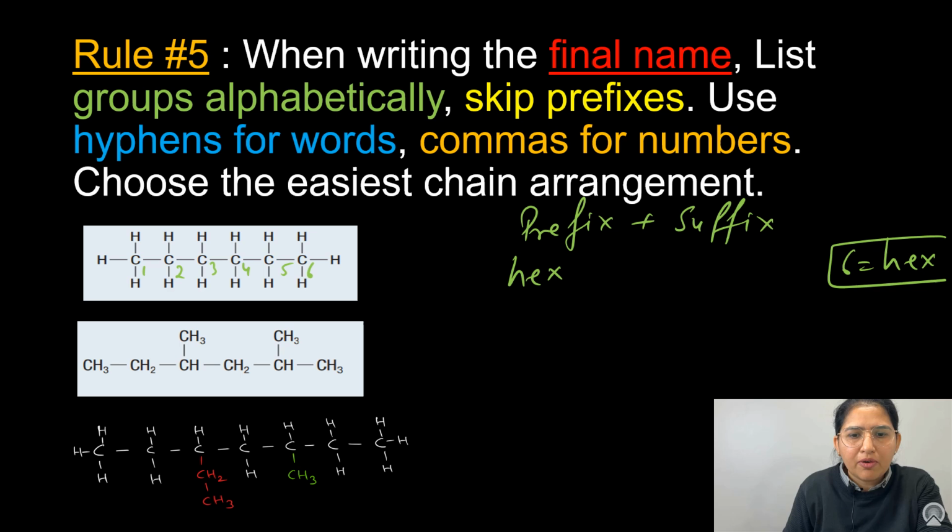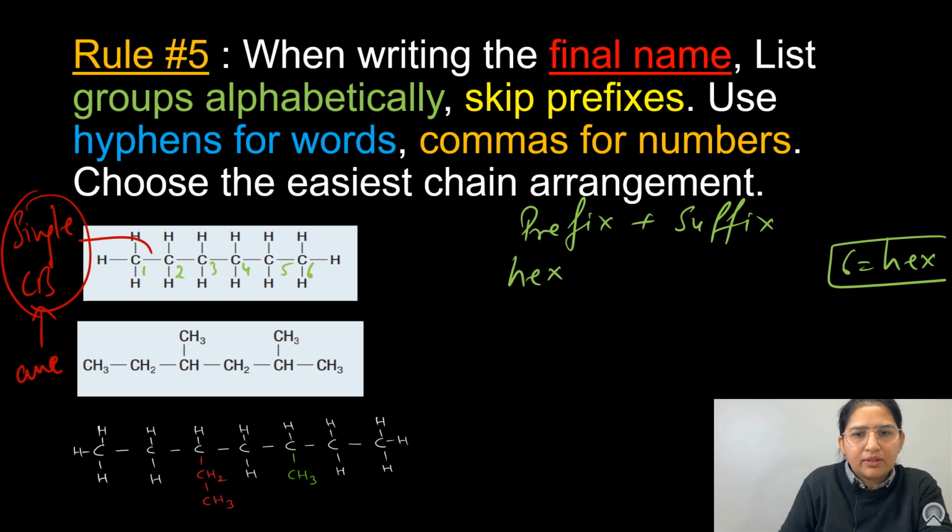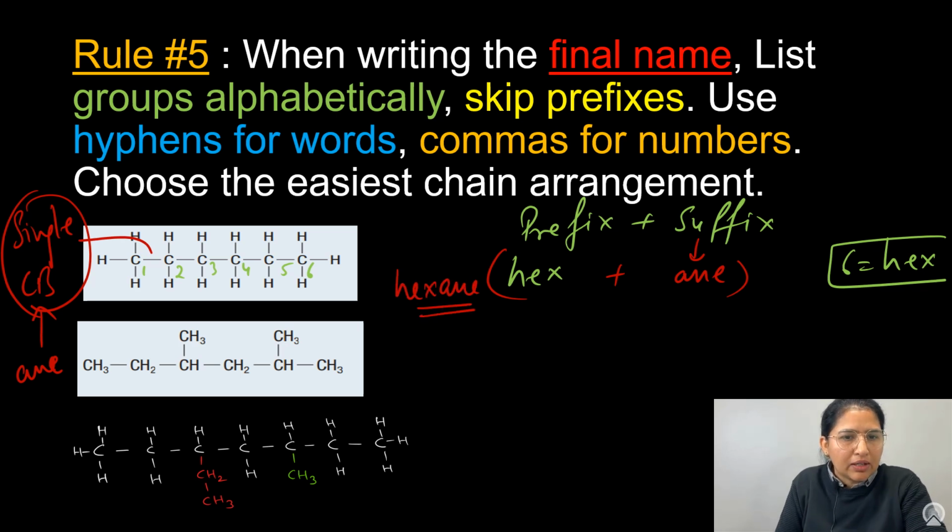And what type of bond do the carbons have? They have only single covalent bonds. We know for single covalent bonds we write "ane." So what I'm going to write there as a suffix is "ane." If I write them together, it's going to be written as hexane. So hope you got it. Now let's go to the next.